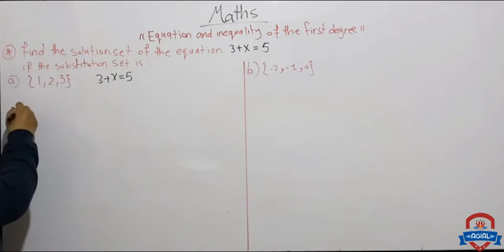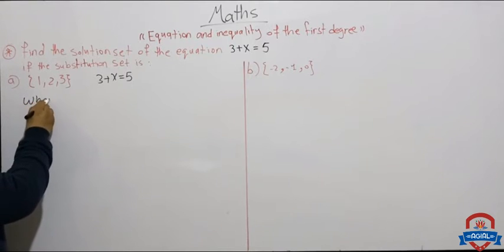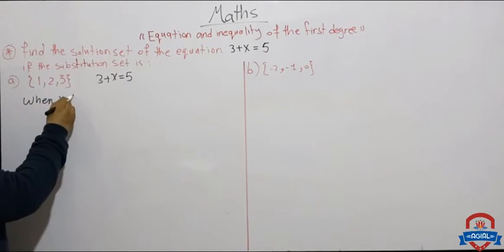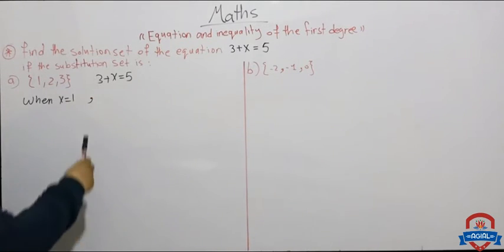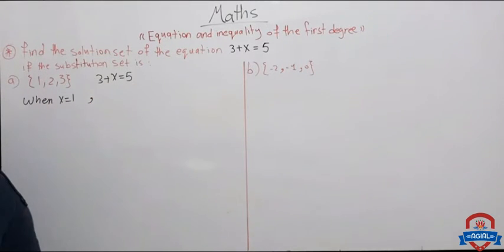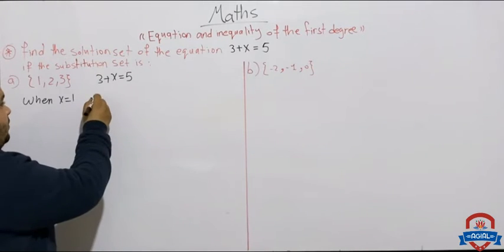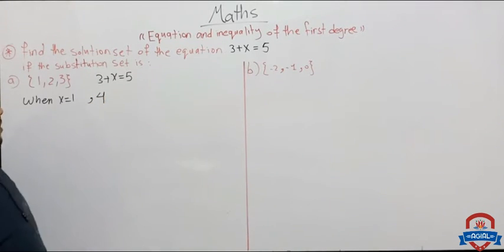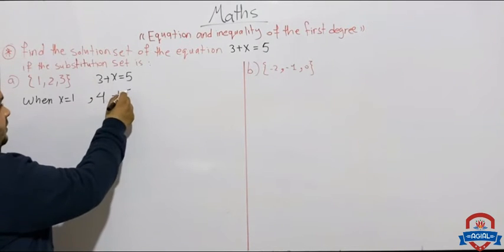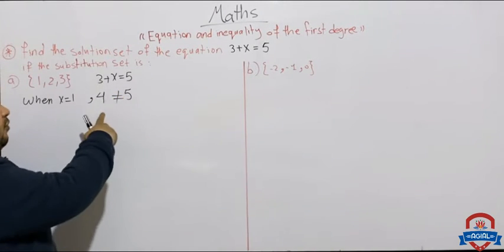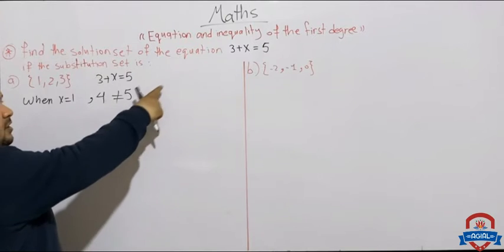When x equals 1, the left hand side equals 3 plus 1. 3 plus 1 equals 4. So the left hand side is not equal to the right hand side. So the number 1 is not a solution of the equation.